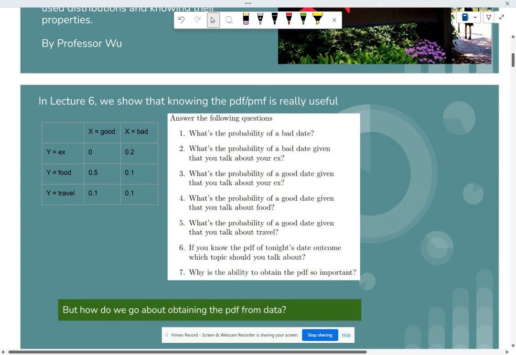So in lecture 6, I really emphasized that if you can find the probability density or the probability mass function, it is really, really useful. With discrete cases, you can just make them into tables like this, especially when you don't have that many variables, and you can essentially know exactly the probability of any event.